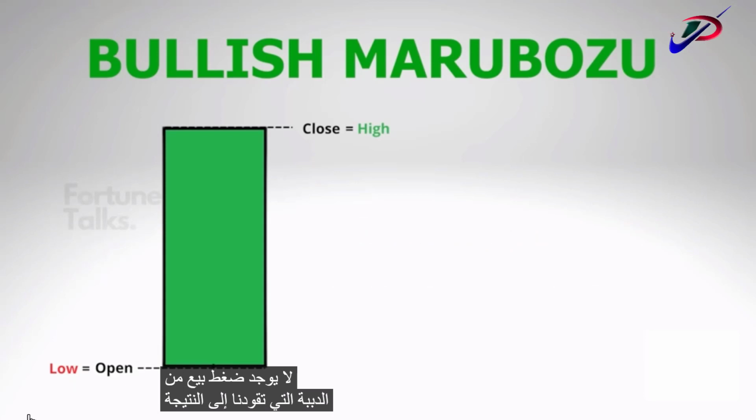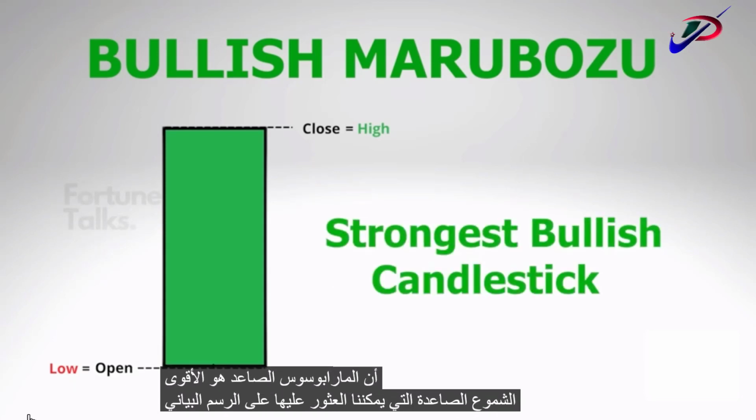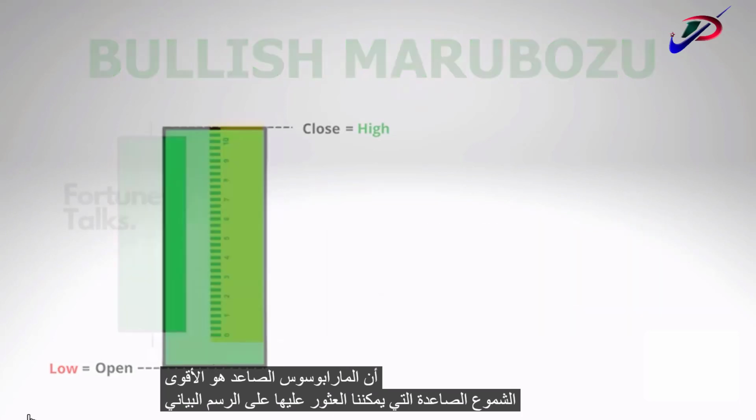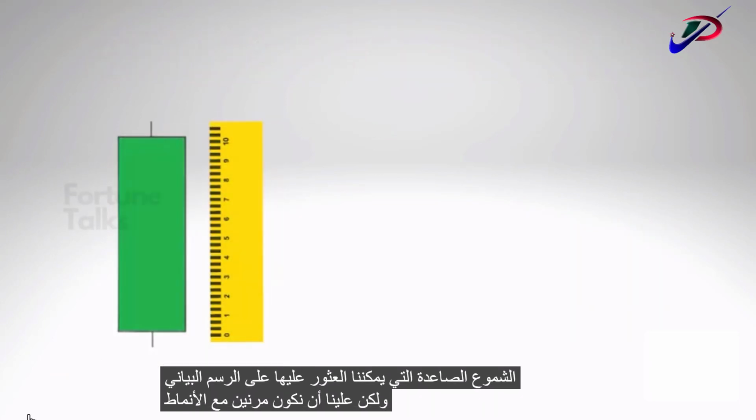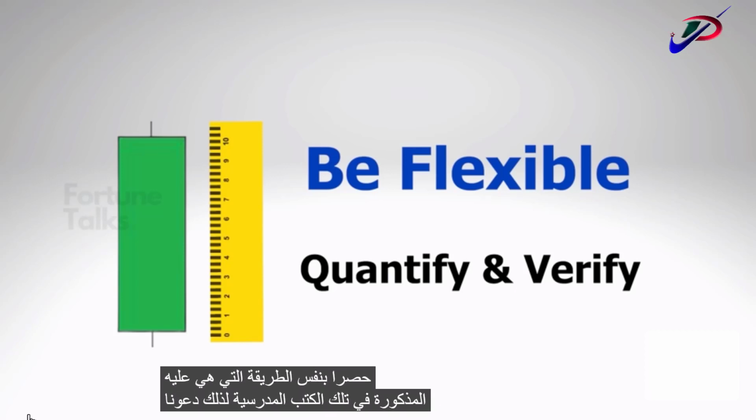That brings us to the conclusion that bullish Marubozus are the strongest bullish candles we can find on a chart. But we have to be flexible with patterns. That is, we have to first quantify and verify, because in the market the patterns generally don't occur exactly the same way as mentioned in those textbooks.